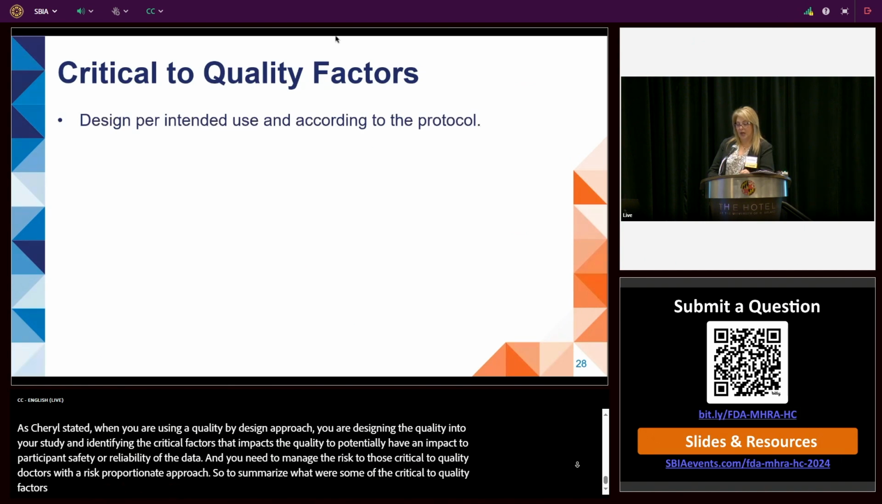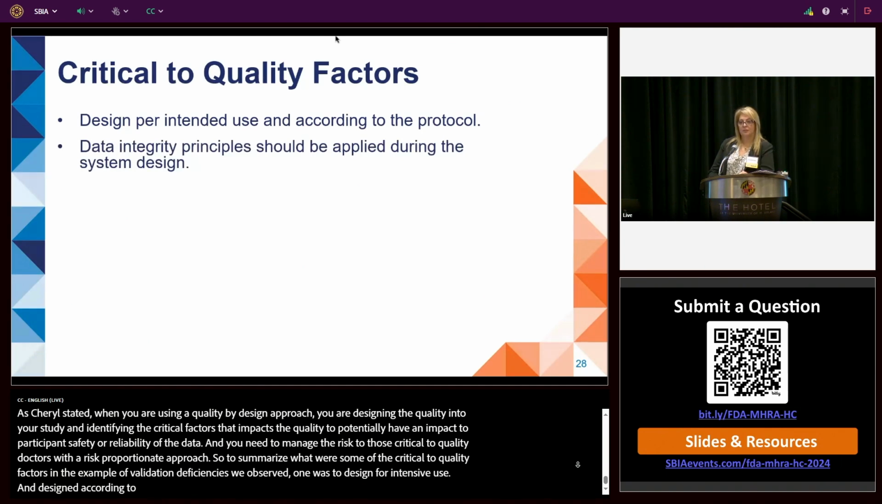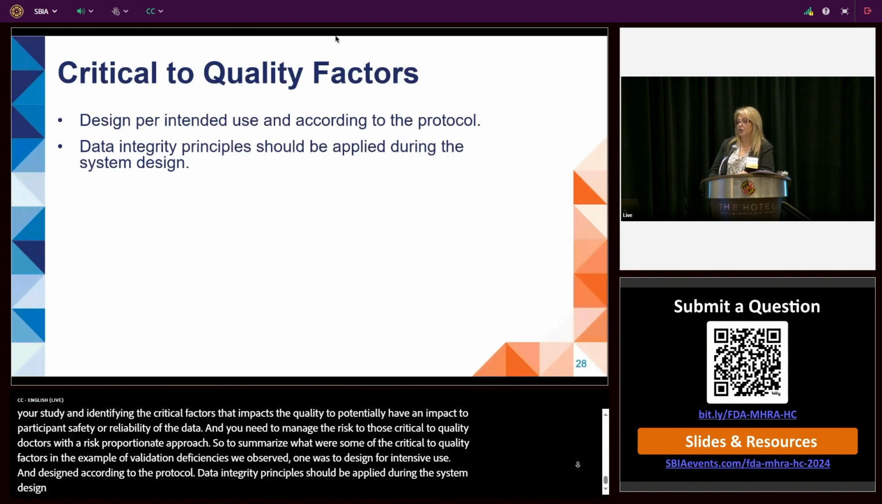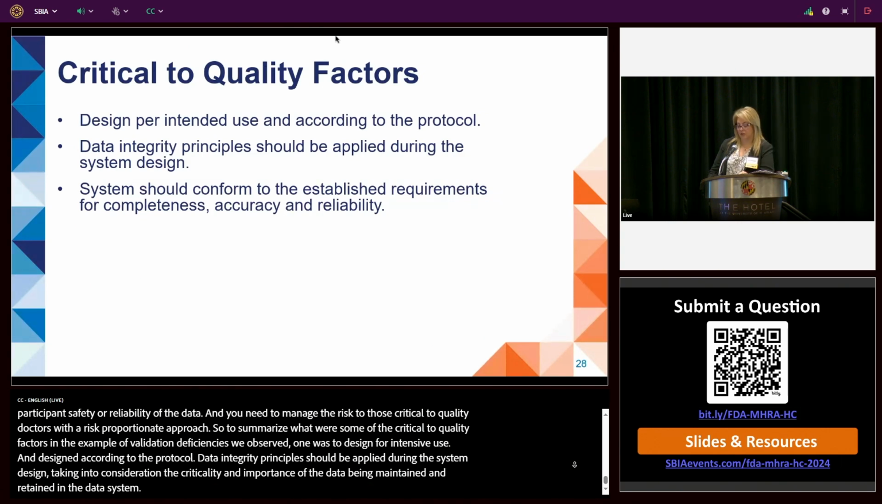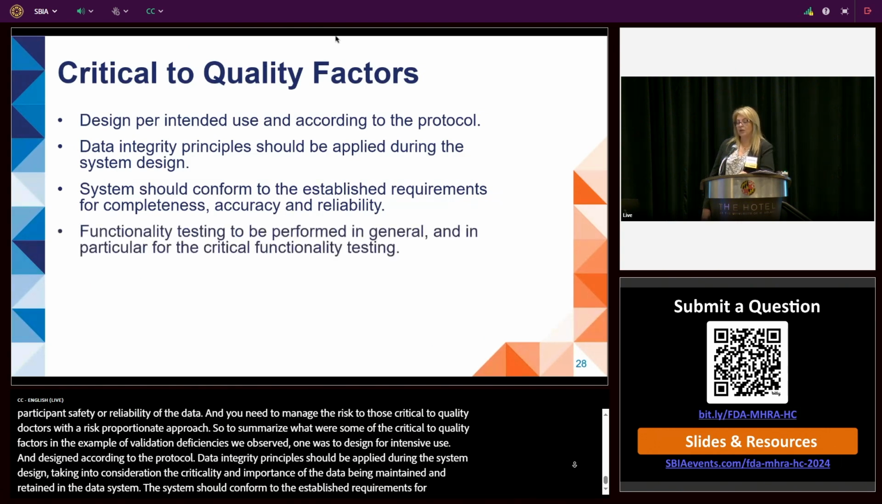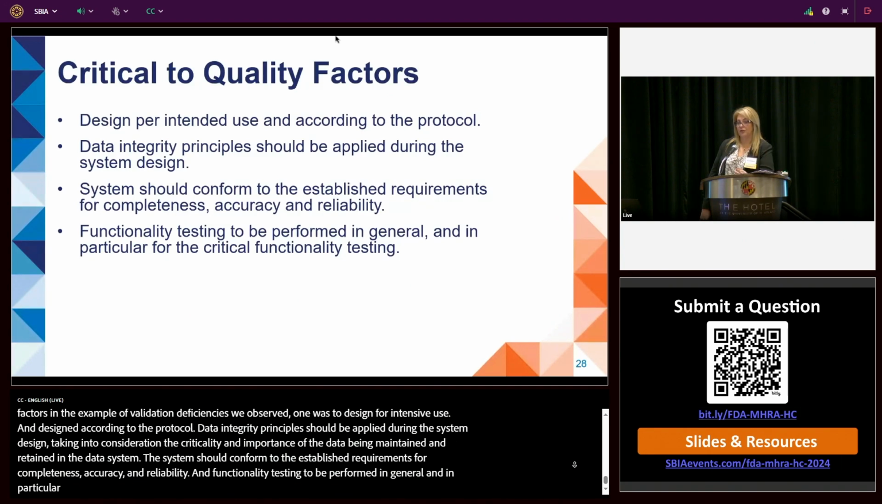One was to design per intended use and according to the protocol. Data integrity principles should apply during the system design, taking into consideration the criticality and importance of the data being generated, maintained, and retained in the data system. The system should conform to the established requirements for completeness, accuracy, and reliability, and functionality testing should be performed in general, and in particular, critical functionality testing should be performed, which, if you recall, in the example I provided, randomization was a critical functionality testing that was not done.